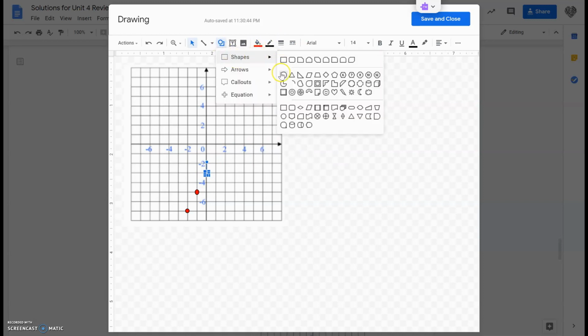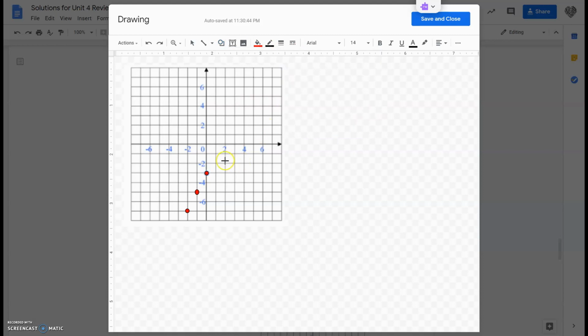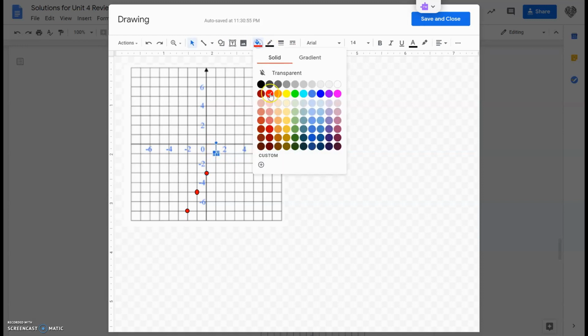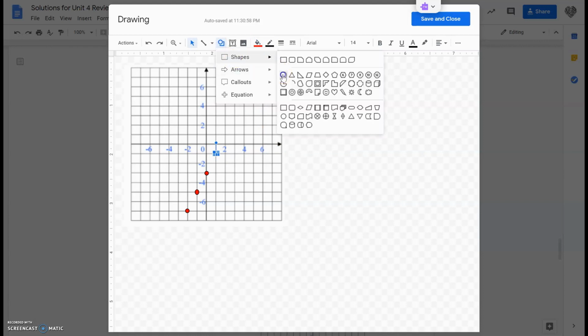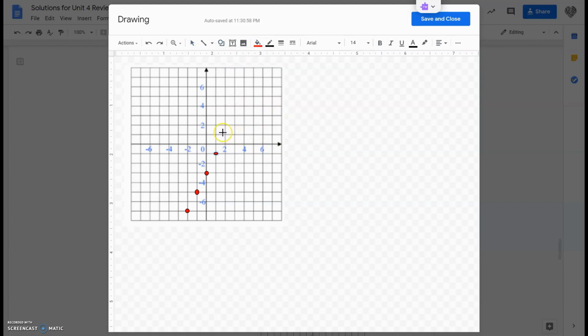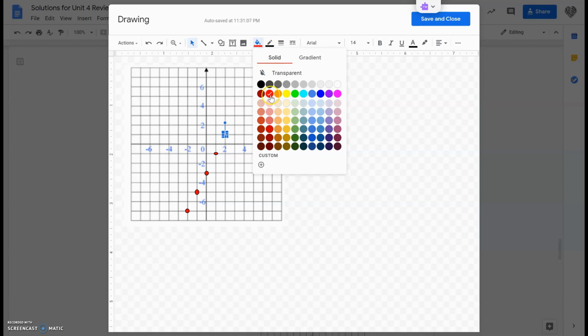Our next one is at 1 and 1. Oh, sorry, 1 and -1. That didn't make sense for a second, which would be right here. And our last one is at 2 and +1, which would be right here. Okay. So those are our dots.